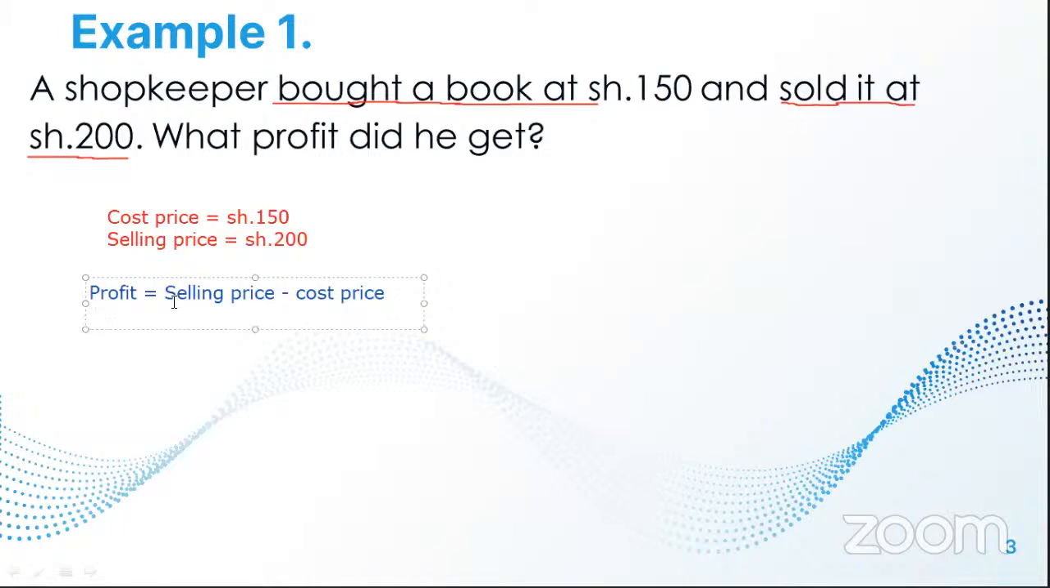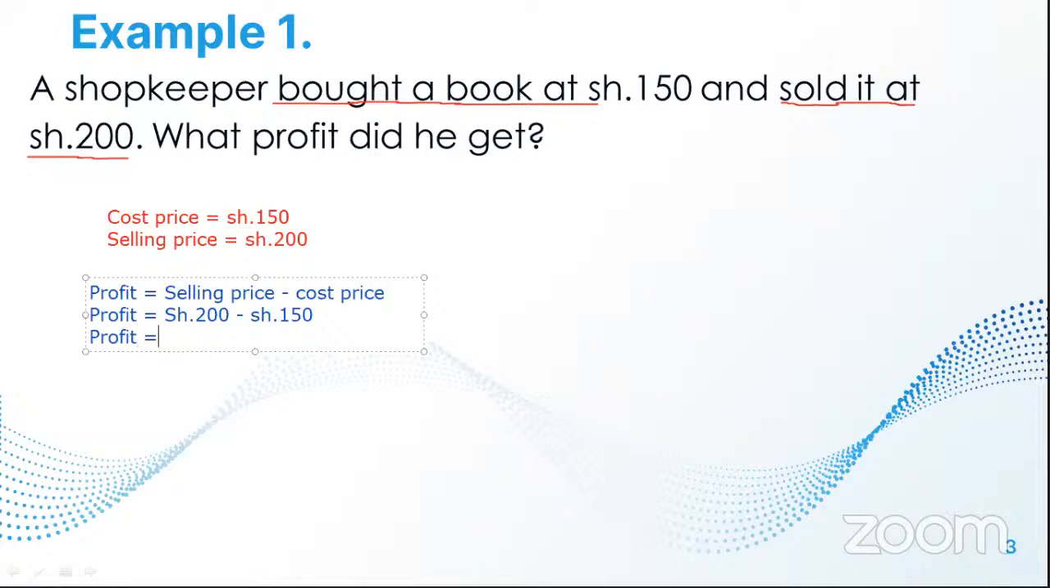Now, in this case, you can come and replace. You are looking for profit, so you can say profit is equals to the selling price. My selling price is 200 shillings. When I remove the money that I used to buy that book, which is 150 shillings, the money that is going to remain after subtraction is going to be the profit.